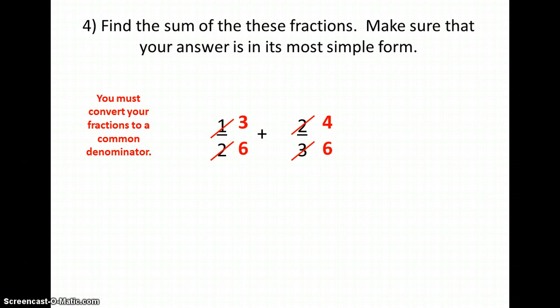Now that I have common denominators, I can add my numerators. 3 plus 4 is 7, and I keep the 6, 7/6. I'm not done yet because I need to put this improper fraction in simplest form as a mixed number, and I get 1 1/6.